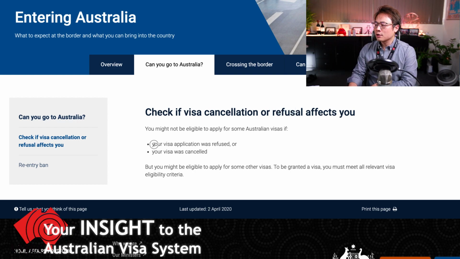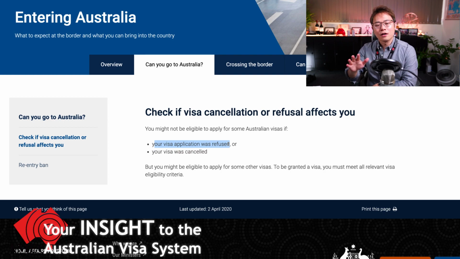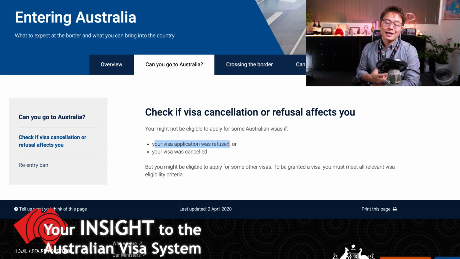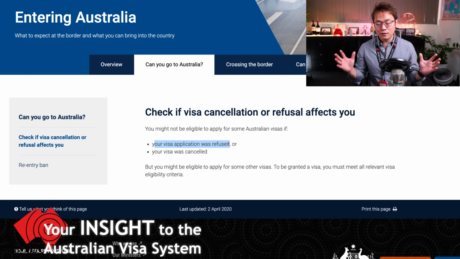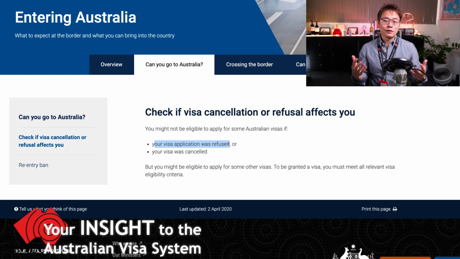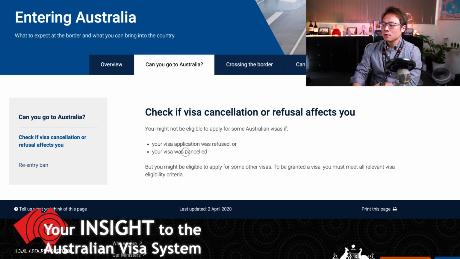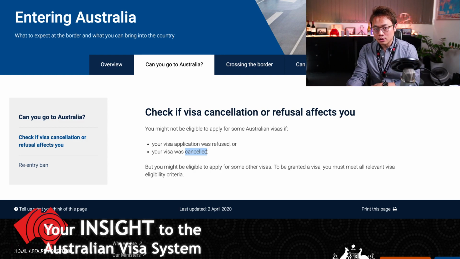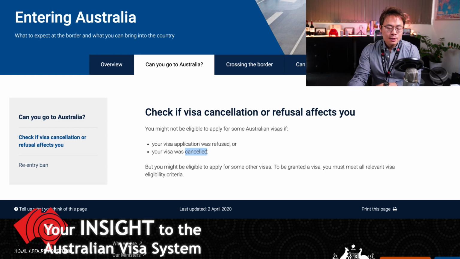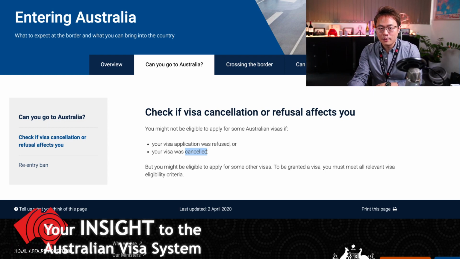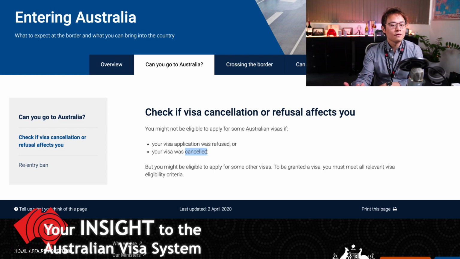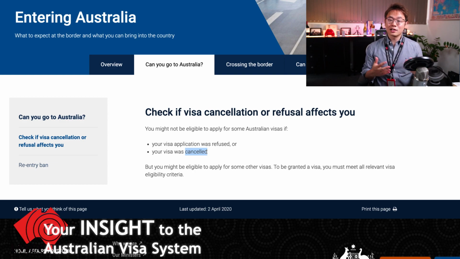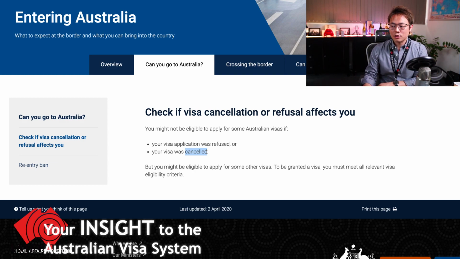Now, refusing means that your application was lodged and it was never granted. You did not pass the approval or the criteria, so the visa was refused. So you never actually got the visa. That's how they define refusal. Now, cancel means that you already obtained the visa, but you have somehow breached the conditions. For example, you overworked, you were sponsored by an employer but you no longer work there, or you were on a student visa but you did not complete your study, somehow the university reported you or expelled you, and your visa was subsequently cancelled.